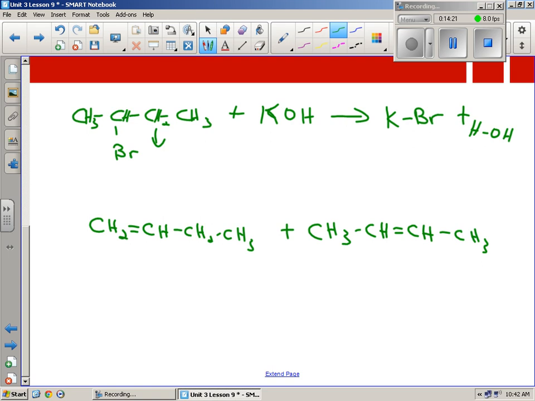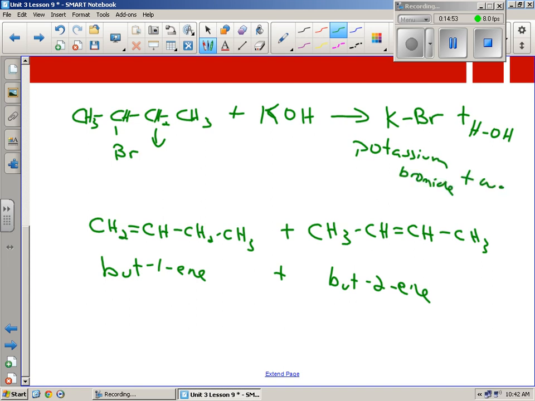This one here, of course, is but-1-ene. Had a lapse there for a second. And but-2-ene. Okay, so 2 different products, and yes, you still get your potassium bromide is what this is called up here. So potassium bromide and water are all your products: potassium bromide, water, but-1-ene, and but-2-ene. Okay? And that'd be an example of an alkyl halide. Okay? So basically a hydrocarbon chain with a bromide or a chloride or a fluoride or iodide attached to it. Okay?